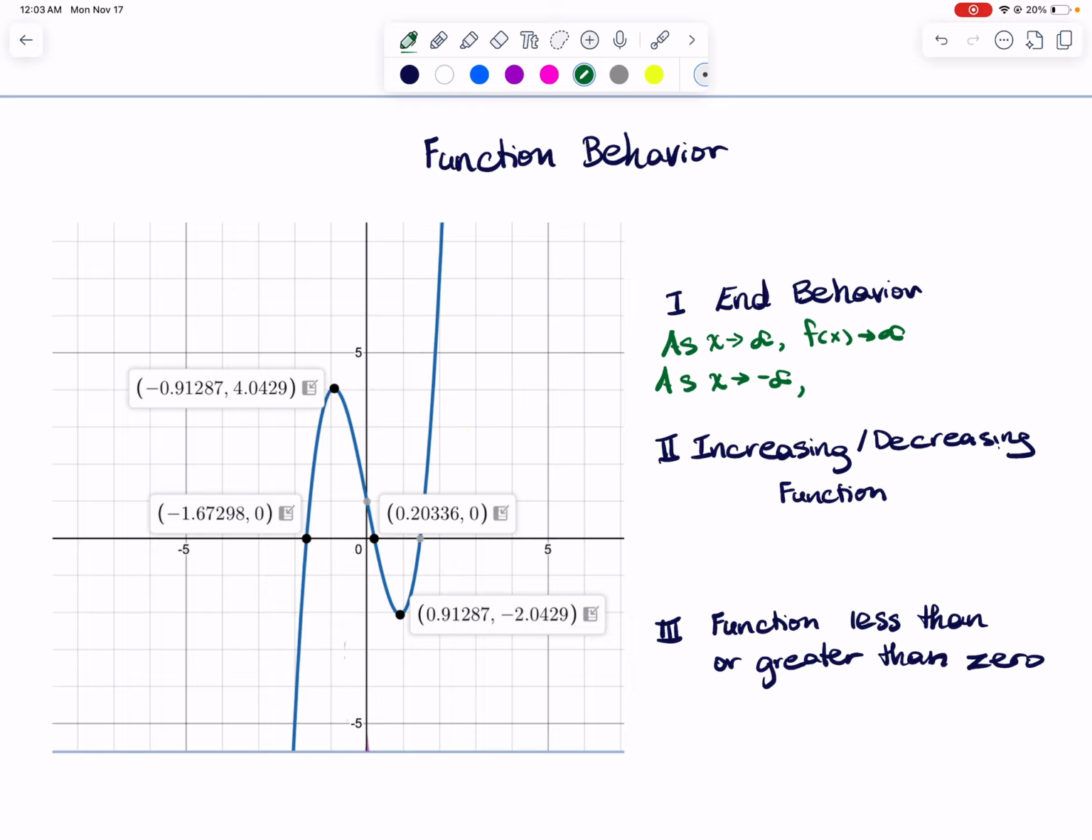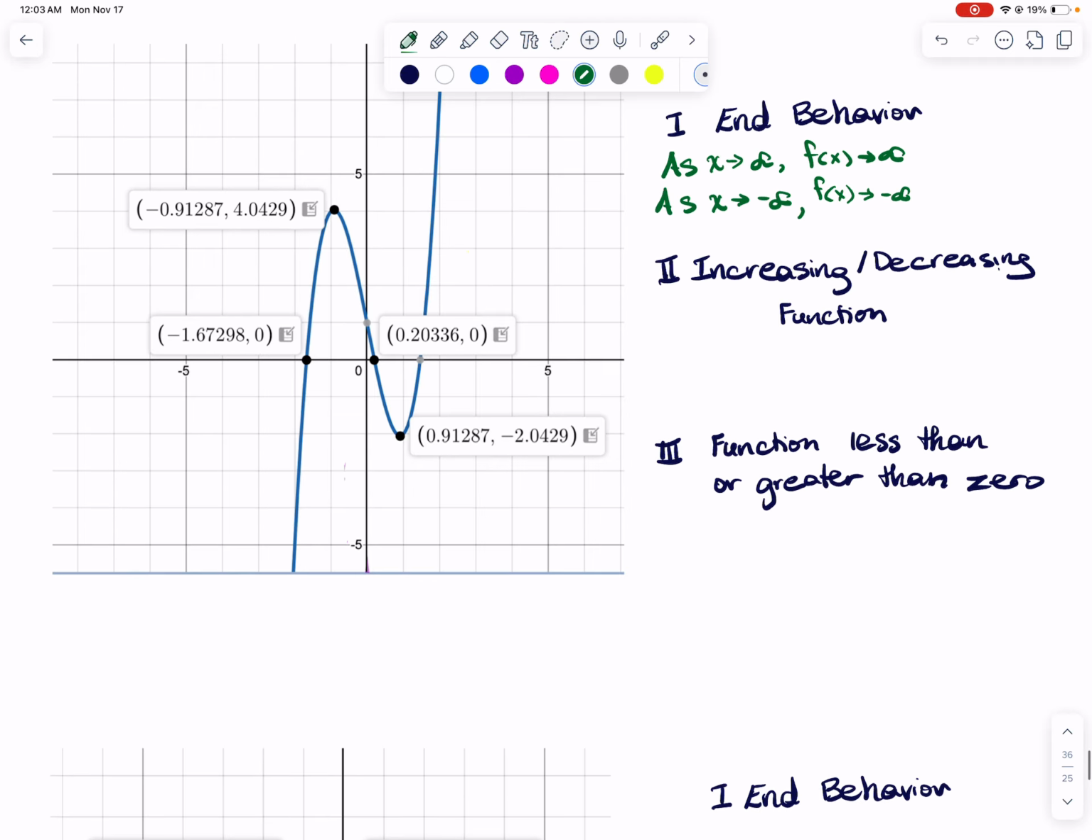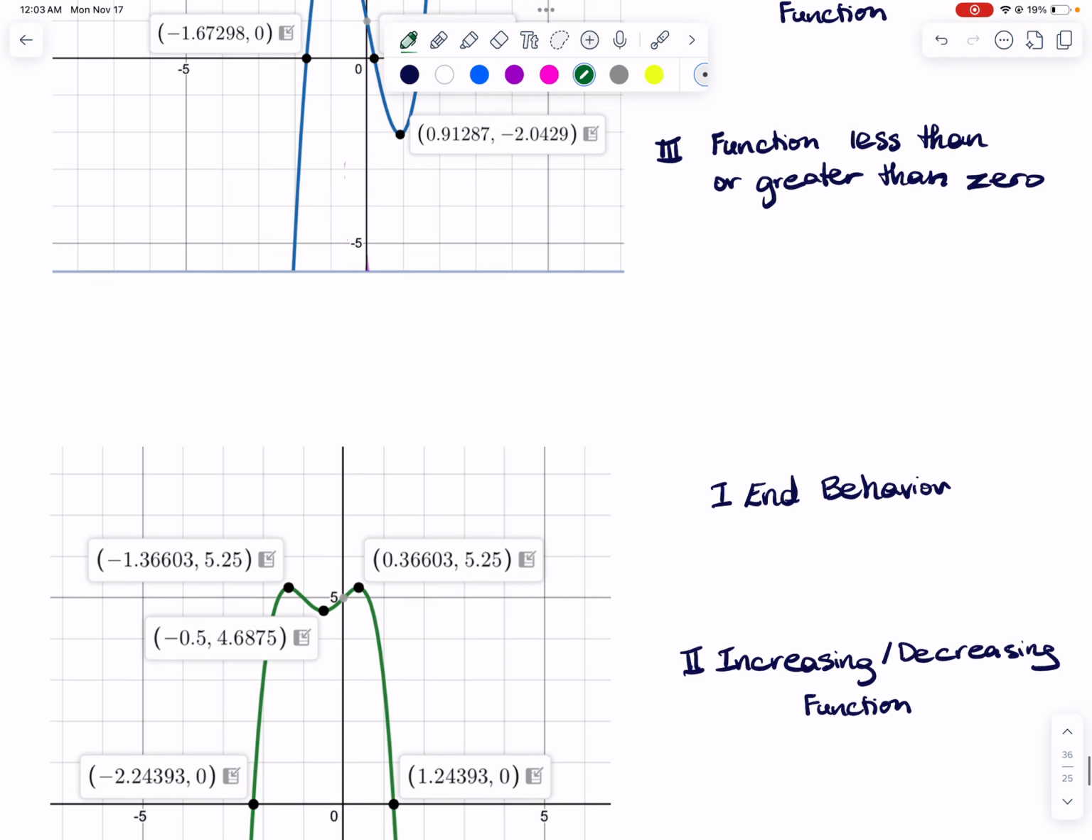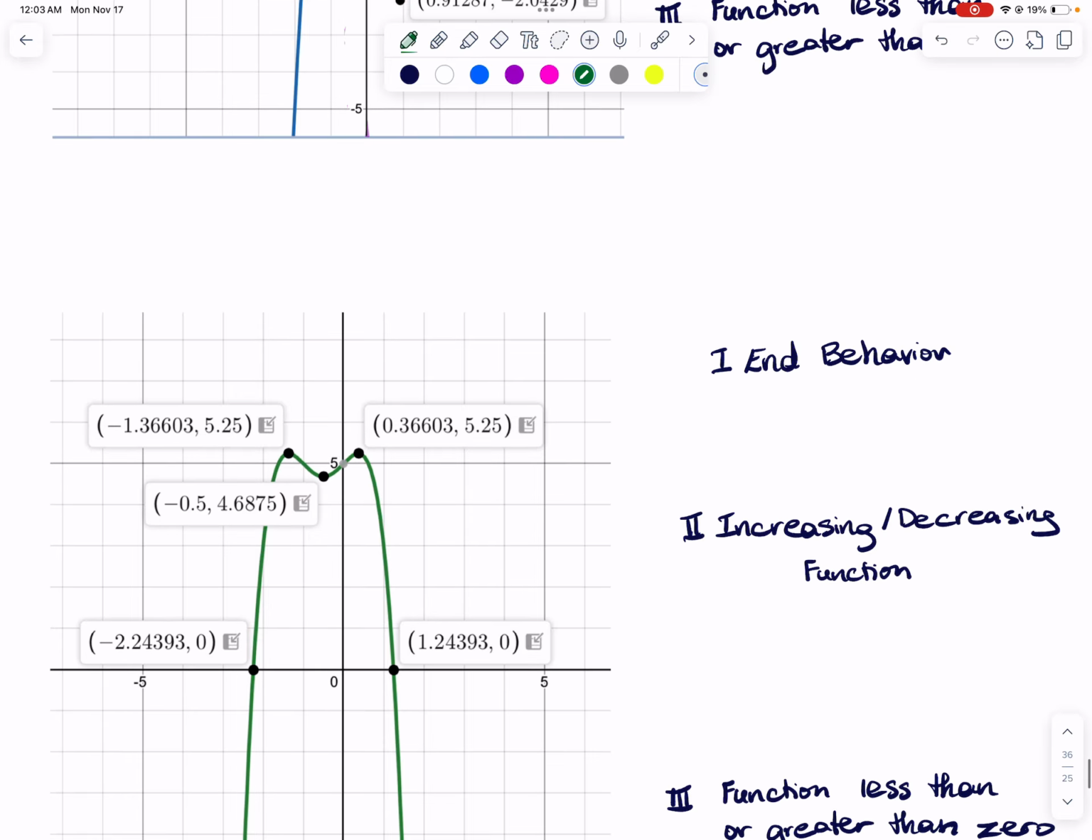All right, so as x approaches negative infinity, so as it goes to the left, notice that the graph or y value is going down, which means that f of x approaches negative infinity. All right, so let's do end behavior for our second graph to make sure that we understand.